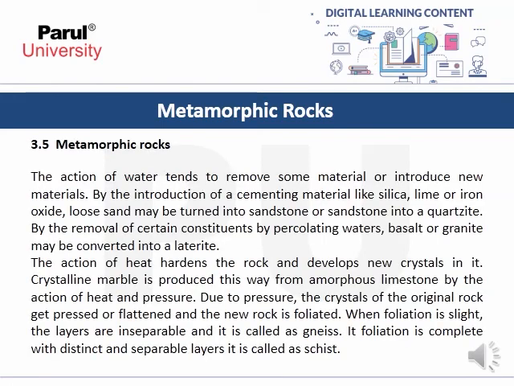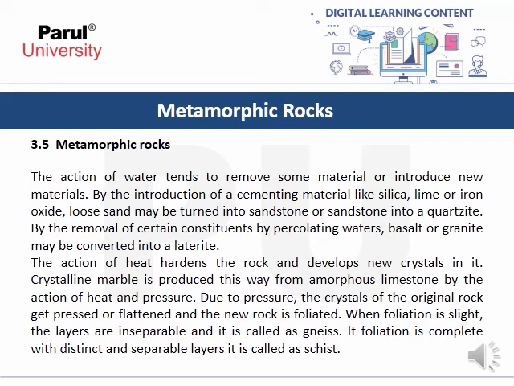In metamorphism, the action of water tends to remove some material and introduce new material. By the introduction of cementing material like silica, lime or iron oxide, loose sand may be turned into sandstone, or sandstone into quartzite. By the removal of certain constituents by percolating water, basalt or granite may be converted into laterite. The action of heat hardens the rock and develops new crystals in it.